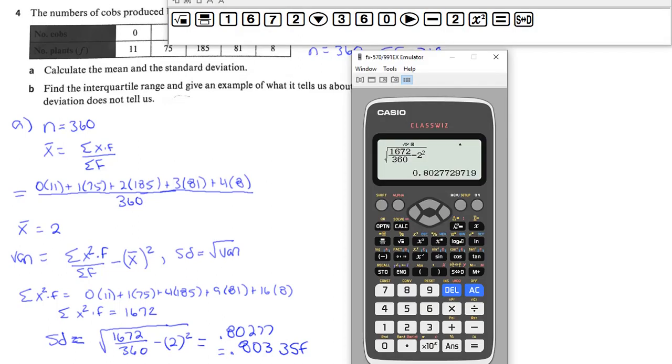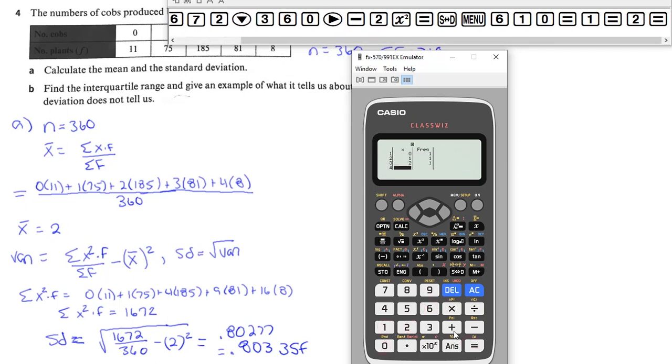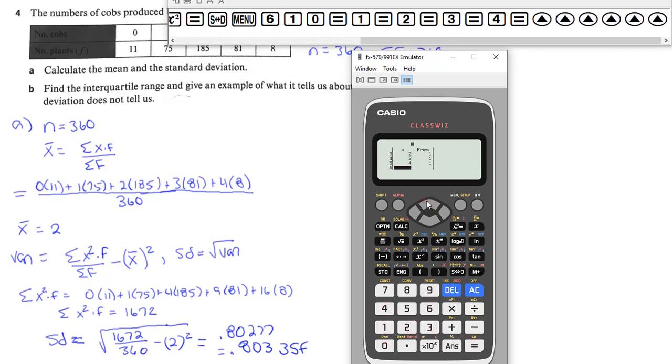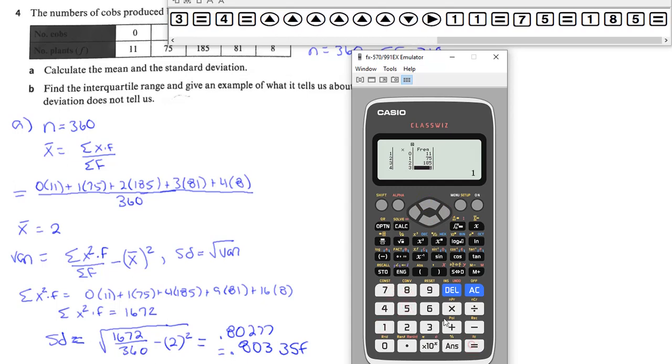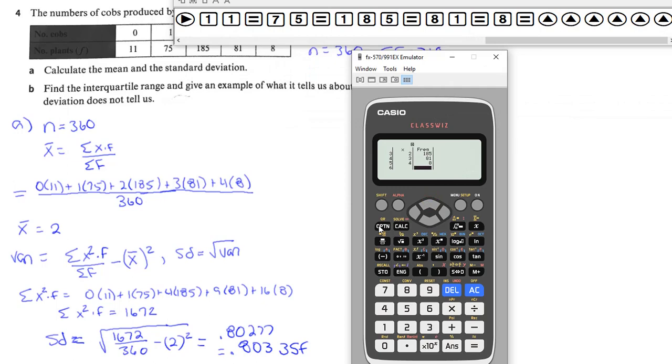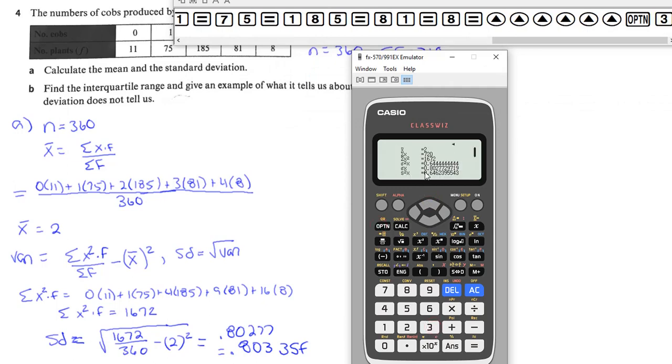Now I can go to the calculator and I can use the statistics function, menu 6 and one variable, and plug in this data that we've got, and then just check the calculations and find out that the mean is 2 and the standard deviation is 0.80277. So I feel good about that. All right, let's look at the next part.